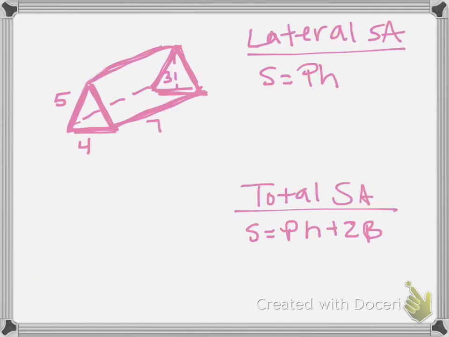Let's go to our triangular prism. Okay, so we have different variables this time. We have a P, an H, and a capital B. P is the perimeter of the base. H is height from base to base. Capital B is the area of the base.